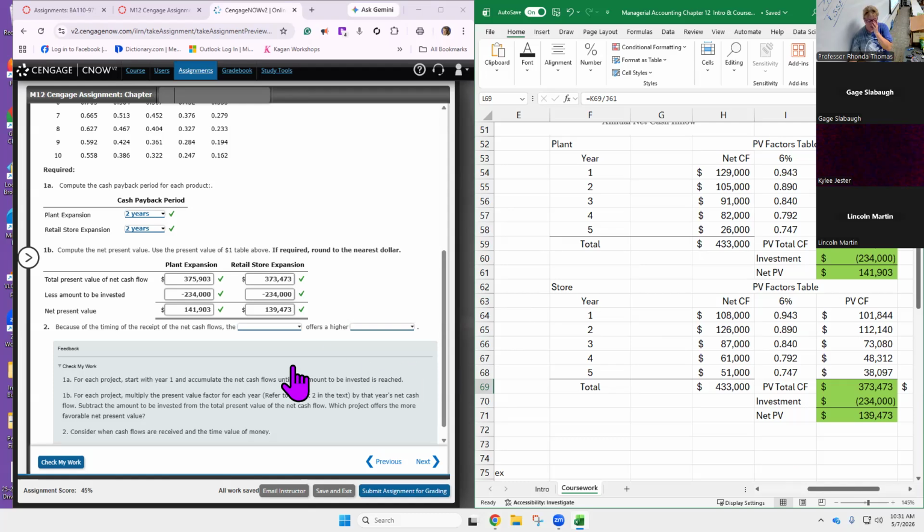And it can sometimes be kind of hard to get your mind wrapped around. But because of the timing of the receipt of the net cash flows, that means what year it's coming in, the blank offers a higher net present value. So mine was the plant expansion, which offers a higher net present value. Net present value is also oftentimes seen as NPV. That is a very popular acronym for net present value.